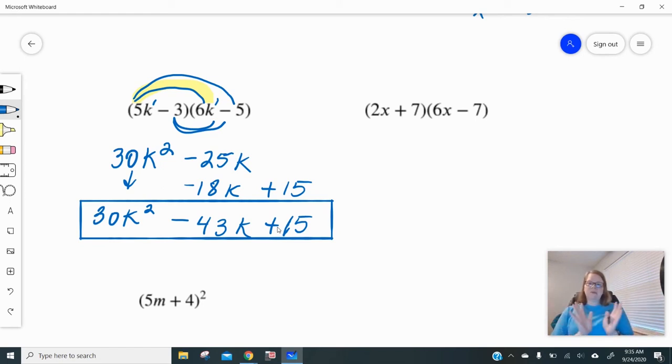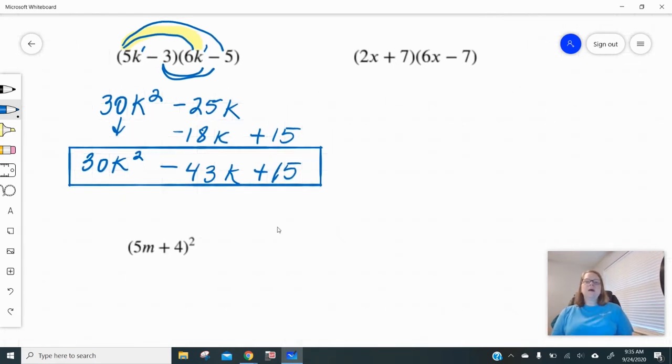We just get there in different routes, but we get the same answer. So it's all good. All right, so let's do double distribution with this next one. So I'm going to multiply the 2x times 6x, and 2 times 6 is 12, and x times x is x squared. Just like it was before, k times k was k squared. All right, let's distribute the next one.